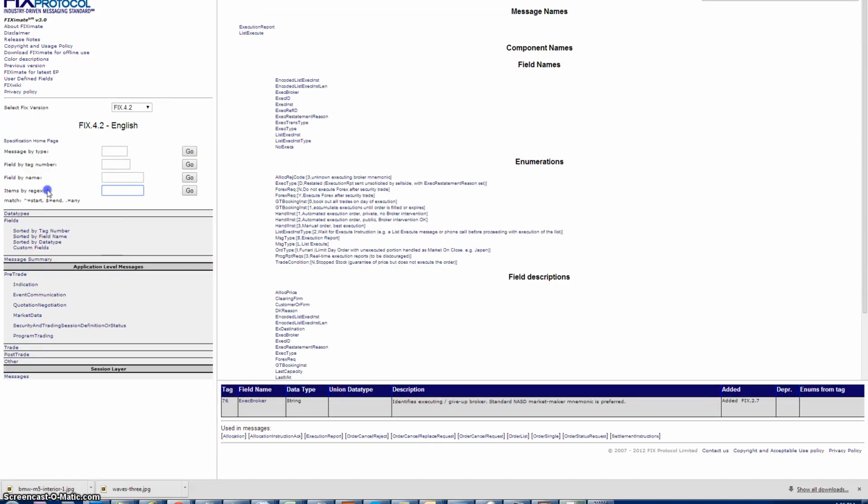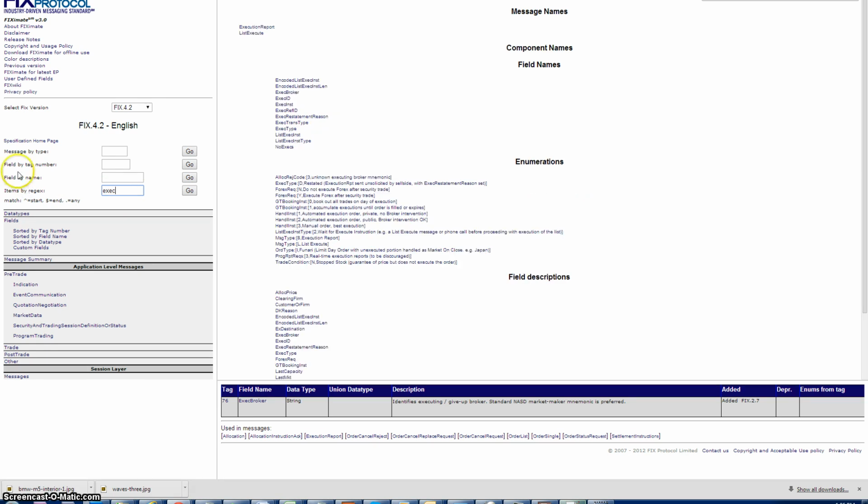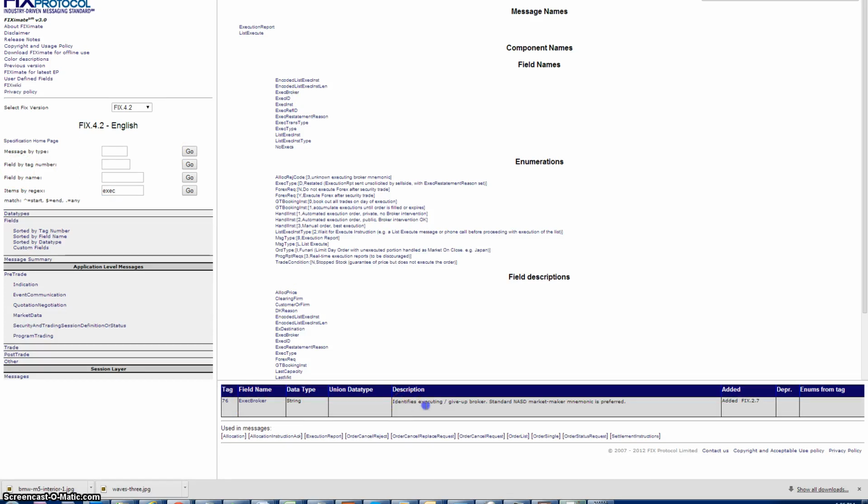And we can do a little regex search here. So let's just type in exchange. See if it comes up. Or we could try exec. There we go, exec broker. So exec broker is going to indicate the give up. Basically, this is indicating the exchange that it's coming from. So there's going to be a give up for NYSE, NASDAQ, whatever it is.